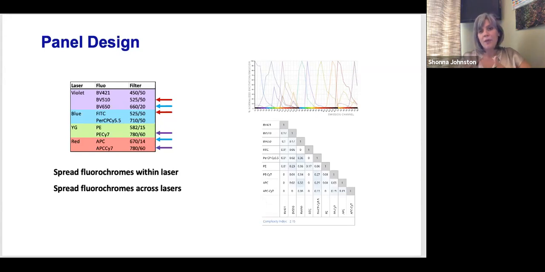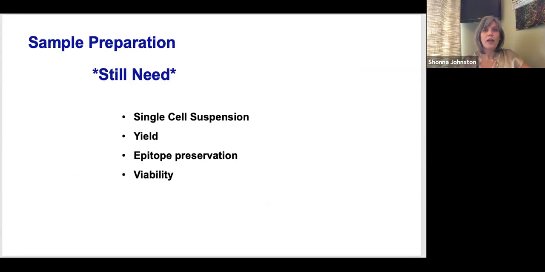So you're happy with your panel, you've got your antibodies ordered and they've arrived. Where are you going to go next with it? You need to think about how you're going to do your sample preparation. The one thing with the spectral flow cytometer is it's not just some magic box that you can put junk into and get really nice data out of. You still have to work hard to make your science good, to make sure that you're collecting some decent data.